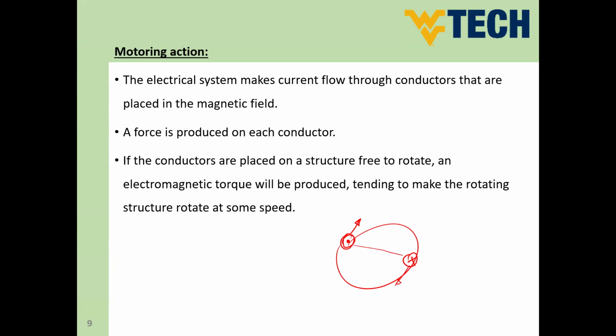So between the two conductors, you will have a distance d, and in this case, the torque will be F, this force times distance d. Okay, so this is how to interpret the translational to rotational force. The linear force is called force, and once we have a rotation, this will produce what's called torque. Okay, so this is the motoring action.